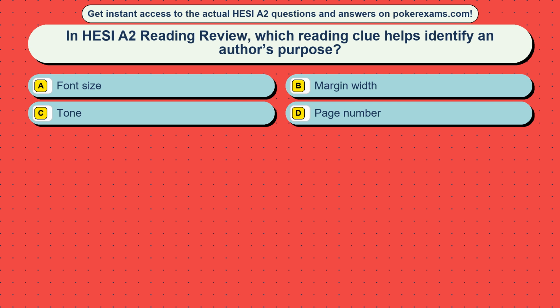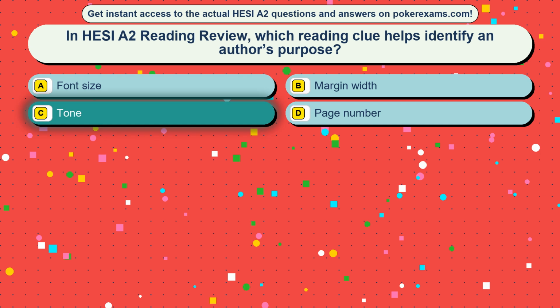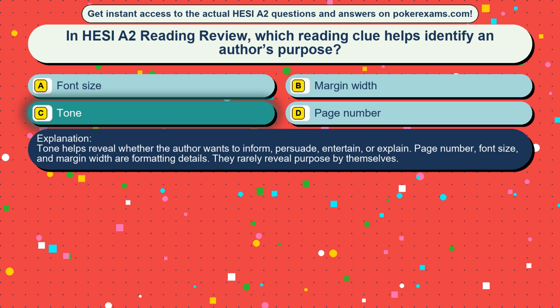Question 43. In HESI A2 reading review, which reading clue helps identify an author's purpose? Option A, font size. Option B, margin width. Option C, tone. Option D, page number. The correct answer is option C, tone. Tone helps reveal whether the author wants to inform, persuade, entertain, or explain. Page number, font size, and margin width are formatting details. They rarely reveal purpose by themselves.